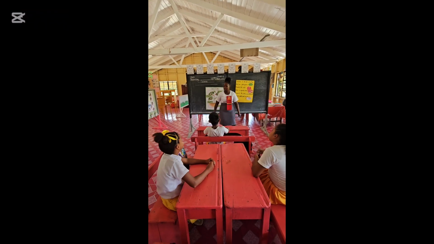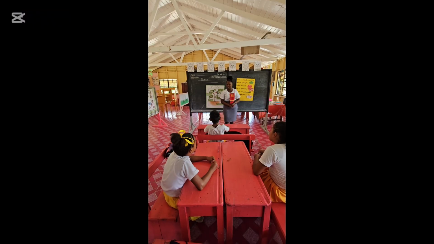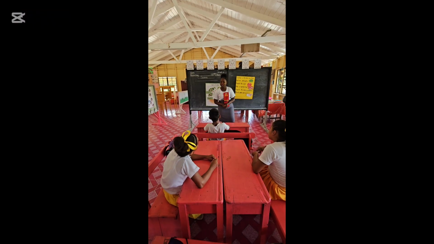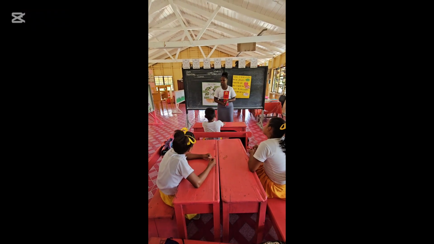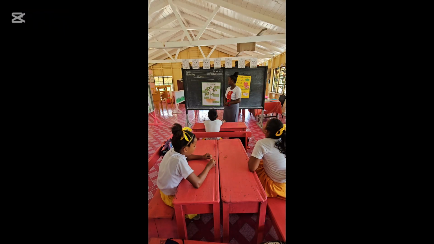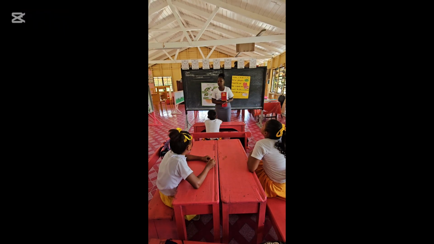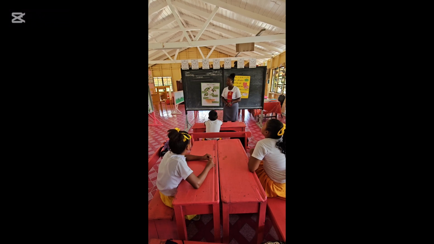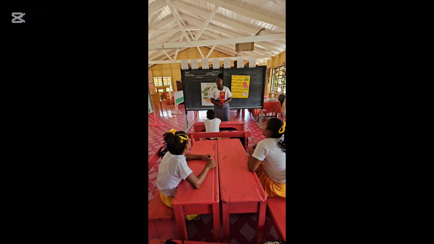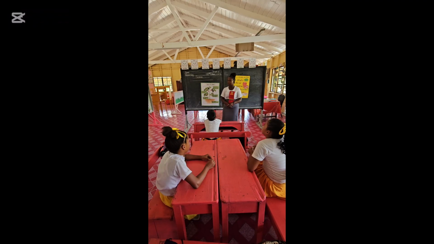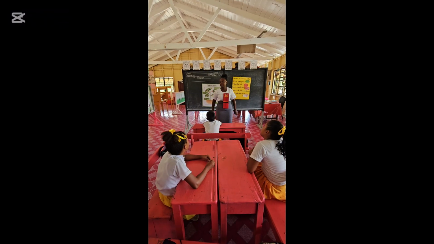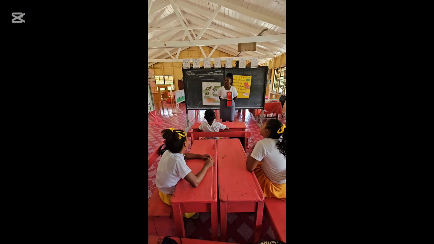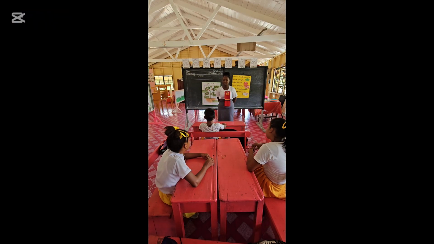So in a little nutshell of what we have covered today, we learned that plants have different parts and different functions. We mentioned that the leaf performs photosynthesis, the fruit protects the seed, the stem supports the plant, the flower helps in reproduction, and the root helps to absorb water and minerals.